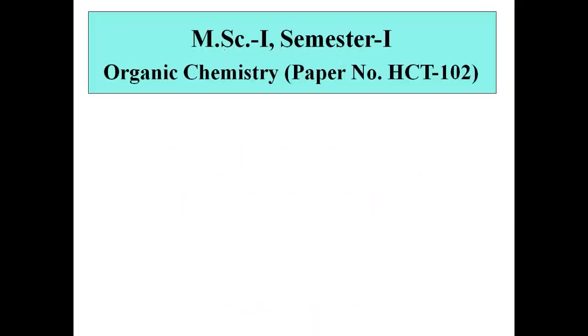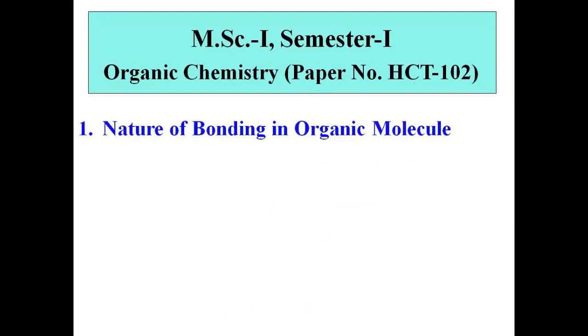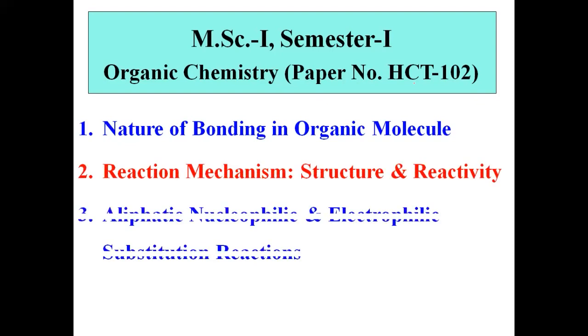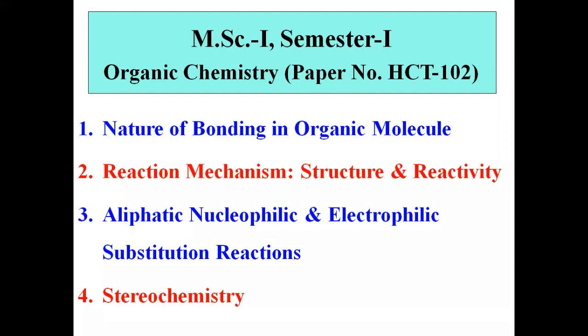M.Sc फर्स्ट सेमिस्टर फर्स्ट जे आहे ऑर्गॅनिक केमिस्ट्री पेपर नंबर HC2 102 यामध्ये टोटल 4 टॉपिक्स इन्क्लूड आहेत. First one is the nature of bonding in organic molecule. Second is the reaction mechanism, structure and reactivity. Third is the aliphatic, nucleophilic and electrophilic substitution reaction. And fourth is the stereochemistry. हे 4 टॉपिक्स तुमच्या या ऑर्गॅनिक केमिस्ट्री मध्ये इन्क्लूड केलेले आहेत.